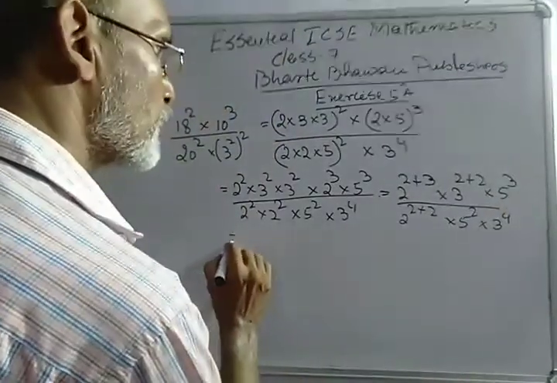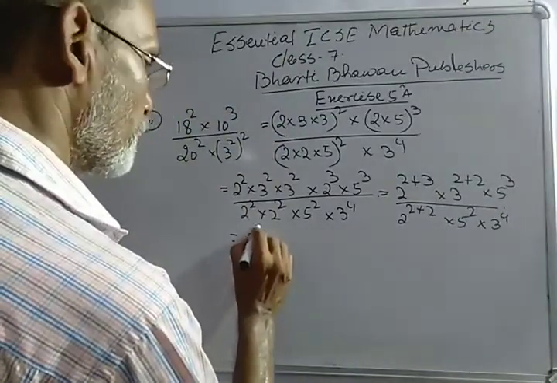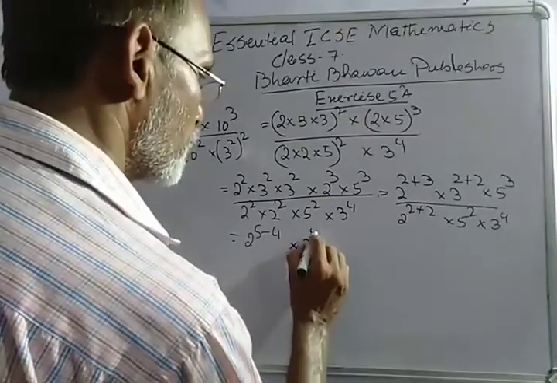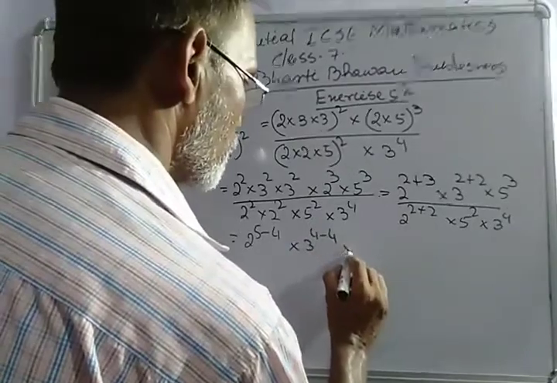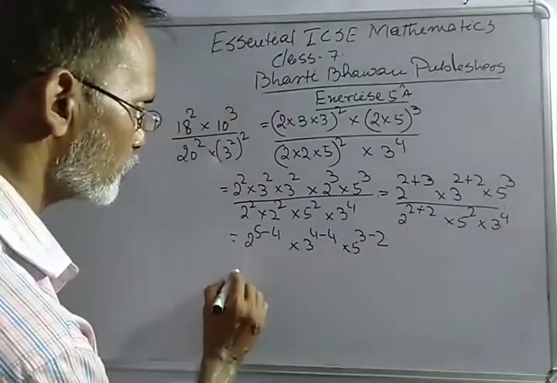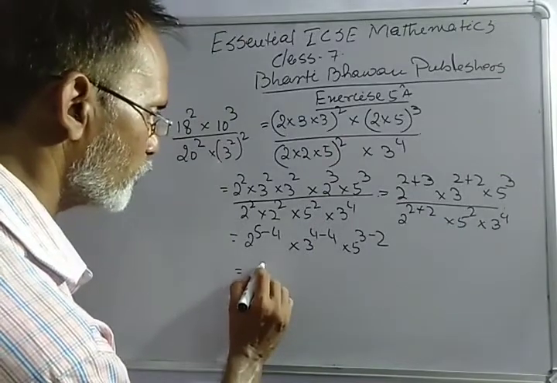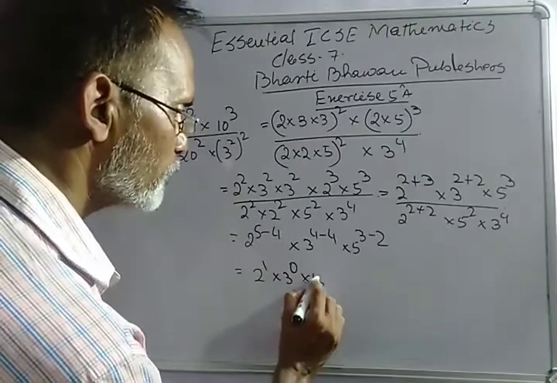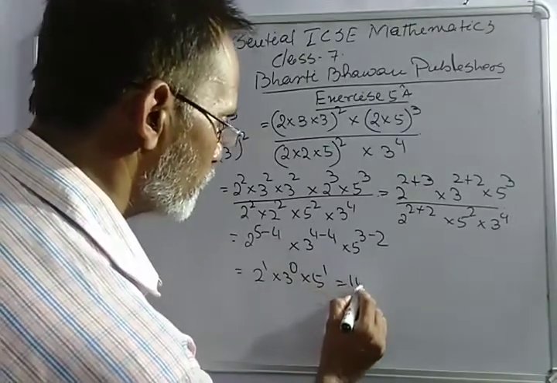So this is equal to 2 to the power 5 minus 4 into 3 to the power 4 minus 4 into 5 to the power 3 minus 2. So this is equal to 2 to the power 1 into 3 to the power 0 into 5 to the power 1. So this is equal to 10.